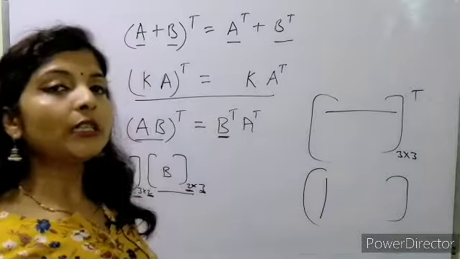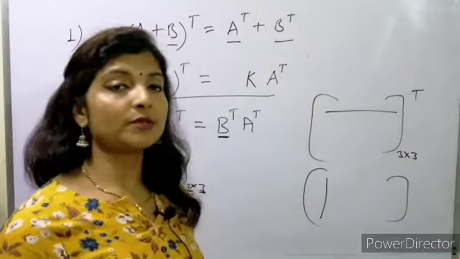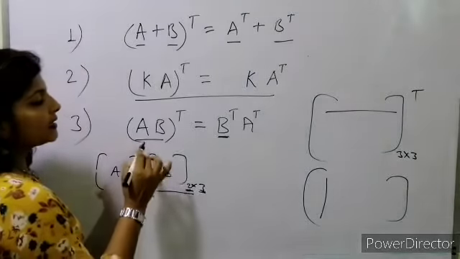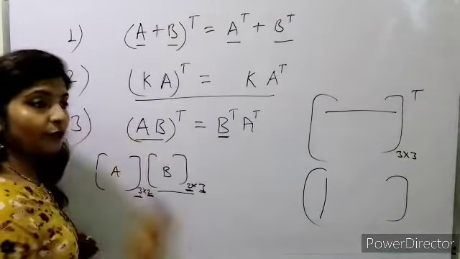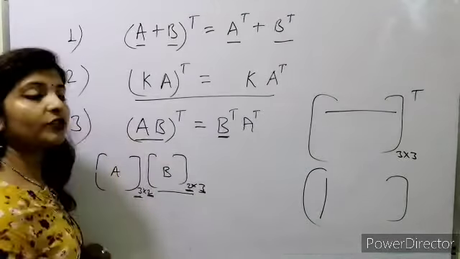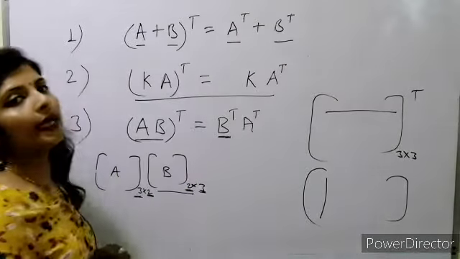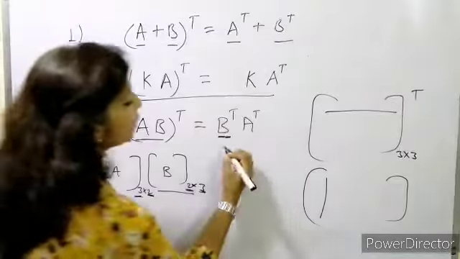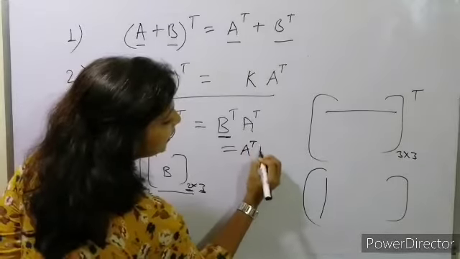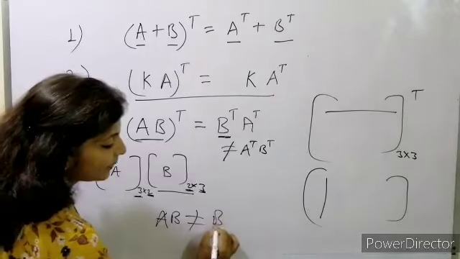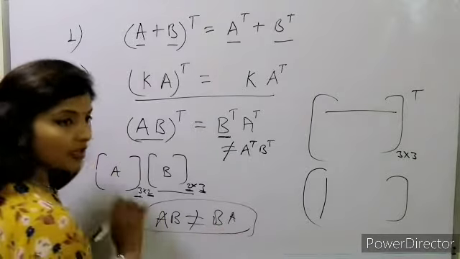But when we convert rows into columns and columns into rows, meaning we take the transpose, that changes. So when we are multiplying, the property is that the transpose of the product of two matrices AB will be equal to the transpose of the second matrix, B transpose, into A transpose. This is not equal to A transpose into B transpose, because AB is not equal to BA. Got it?